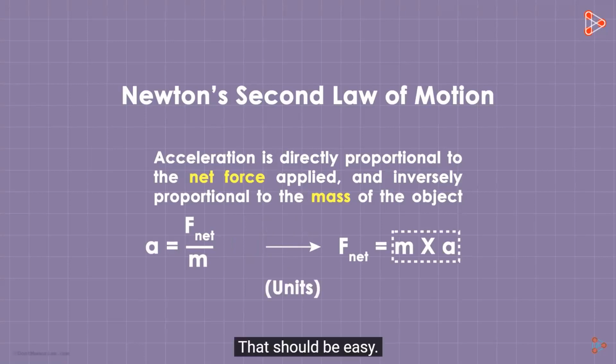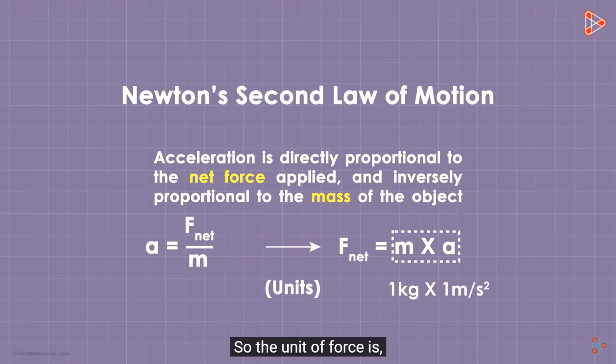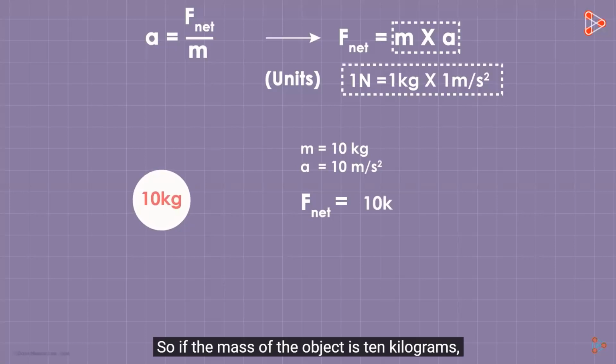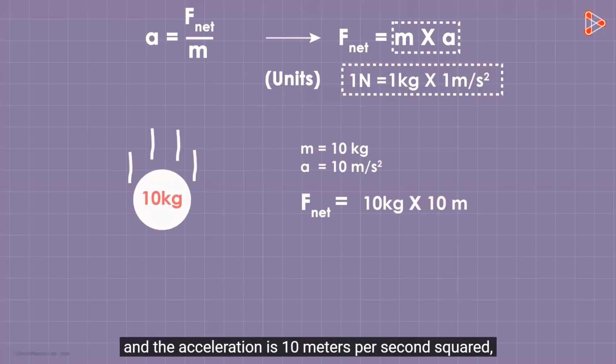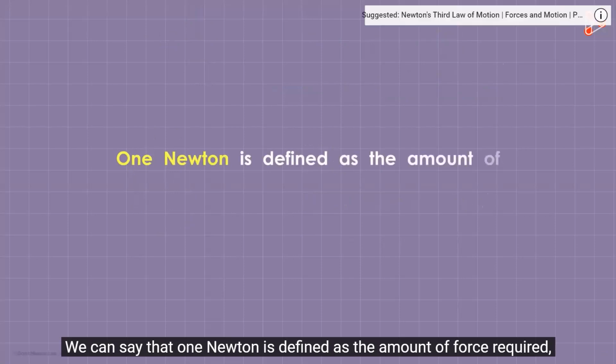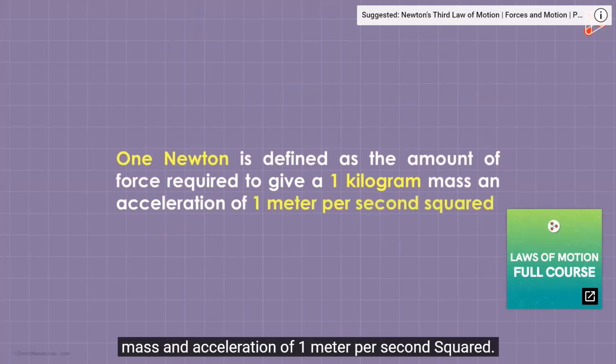That should be easy. The standard unit of mass is kilograms, and that of acceleration is meters per second squared. So the unit of force is kilograms times meters per second squared. And this is what we call a Newton. 1 Newton is 1 kilogram times meters per second squared. So if the mass of the object is 10 kilograms and the acceleration is 10 meters per second squared, then the force will equal 100 newtons. We can say that 1 Newton is defined as the amount of force required to give a 1 kilogram mass an acceleration of 1 meter per second squared.